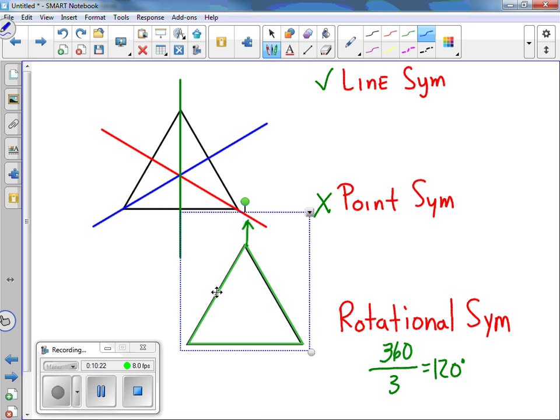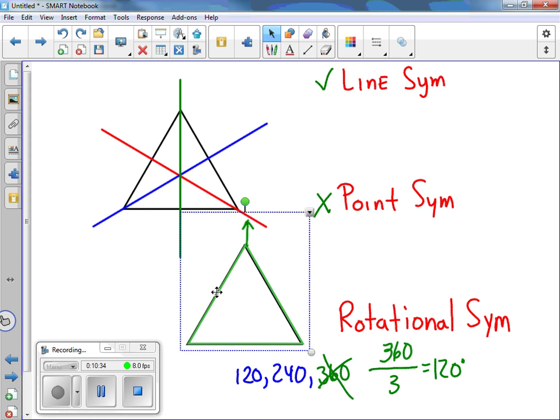So I'm going to list them: 120, 240, and of course 360. I'm not going to ever list that. You don't list it because it's not going to be allowed. Okay? So those are our degrees of rotation. And that's all you need to know. All right, thanks. Hope that's been helpful.